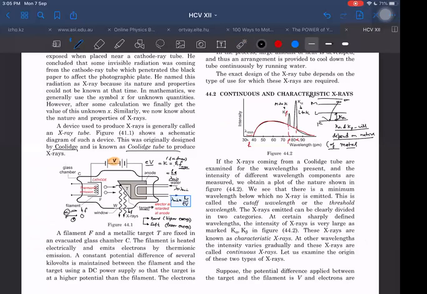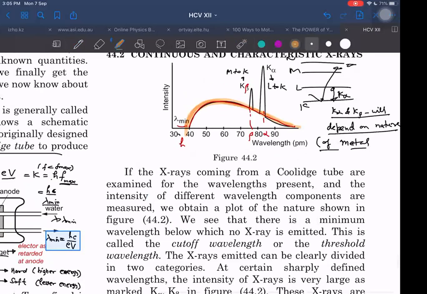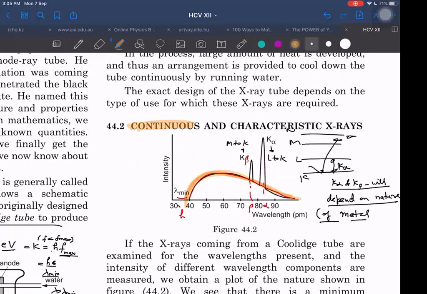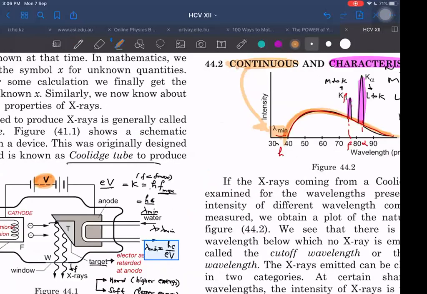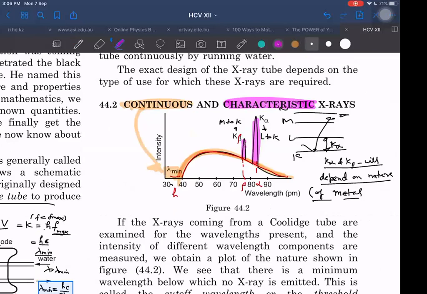We break this curve into two parts. This part we call the continuous curve, and this part we call the characteristic X-ray. Lambda minimum is a part of the continuous curve. So the continuous curve depends on accelerating potential. But the characteristic curve depends on, as the name suggests, the character of something. Character means nature of something. Nature of what? Nature of target metal.